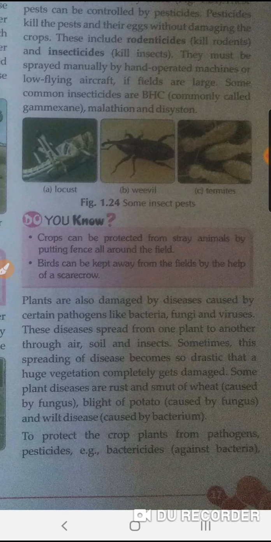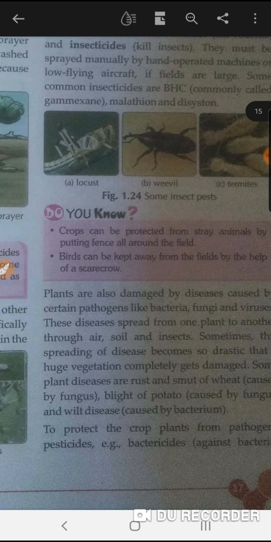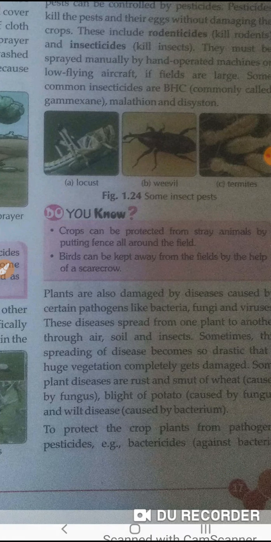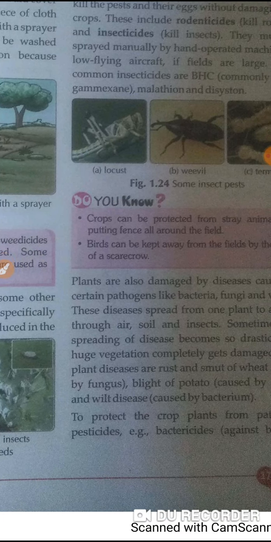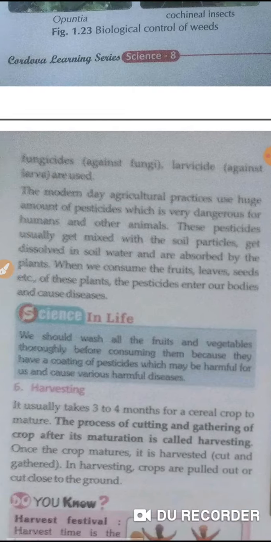Now plants are also damaged by diseases caused by certain pathogens like bacteria, fungi and viruses. These diseases spread from one plant to another through air, soil and insects. So what do we have to do? We have to protect our crop from pathogens, that is by pesticides, bactericides, etc. Clear?